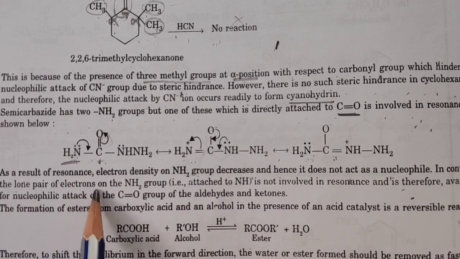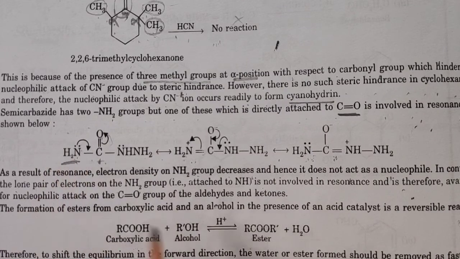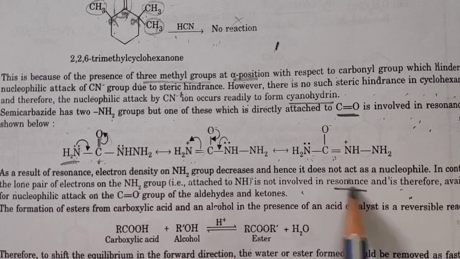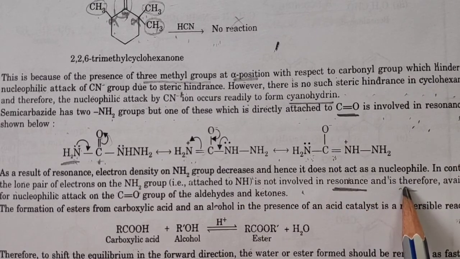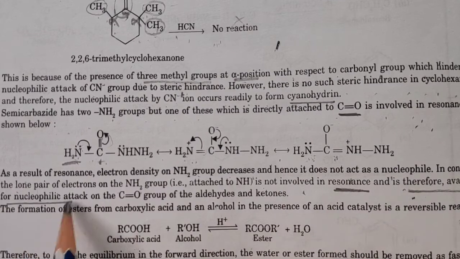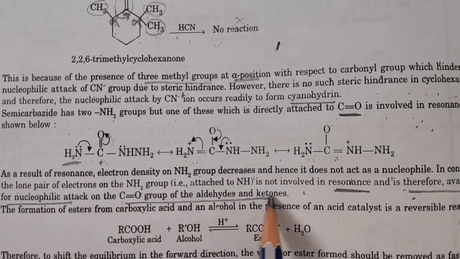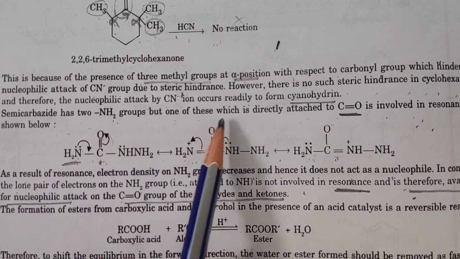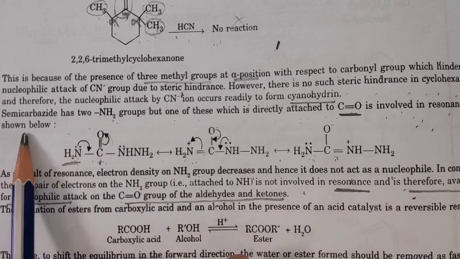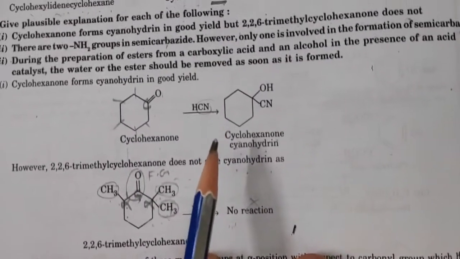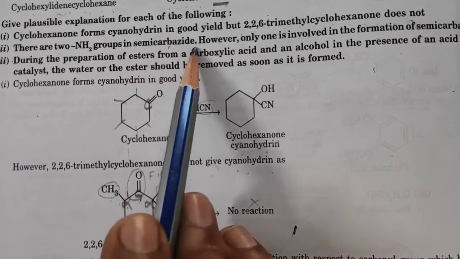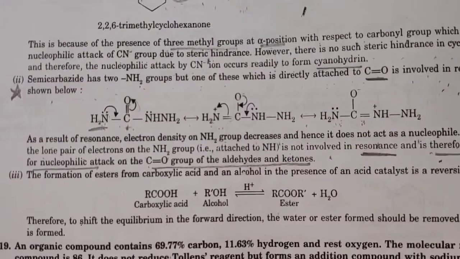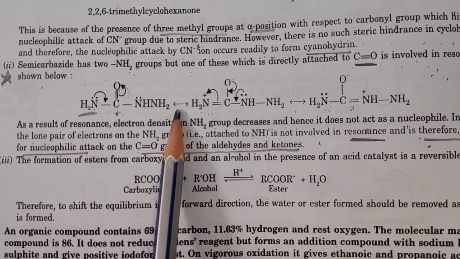In contrast, the lone pair of electrons on the NH2 group, this I am talking about, that is attached to NH, is not involved in resonance, and is therefore available for nucleophilic attack on the C=O group of the aldehyde and ketone. This is the reason why semicarbazide has two, but the one which is directly attached to this is involved in resonance. What is the question here? There are two NH2 groups in semicarbazide. However, only one is involved in the formation of semicarbazone. So that is explained through this resonance part.